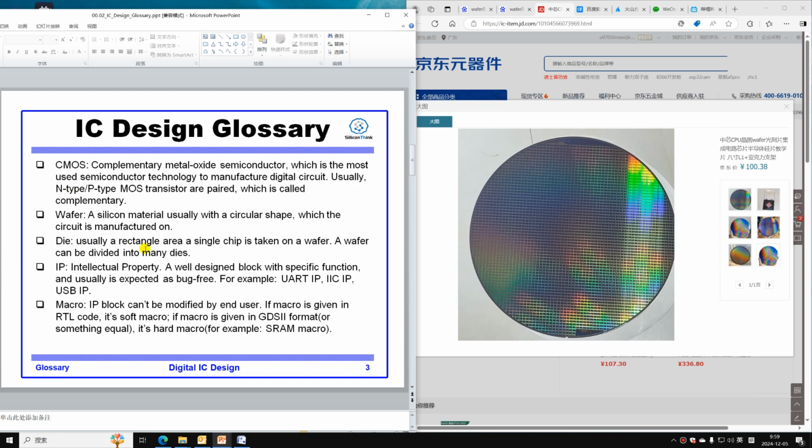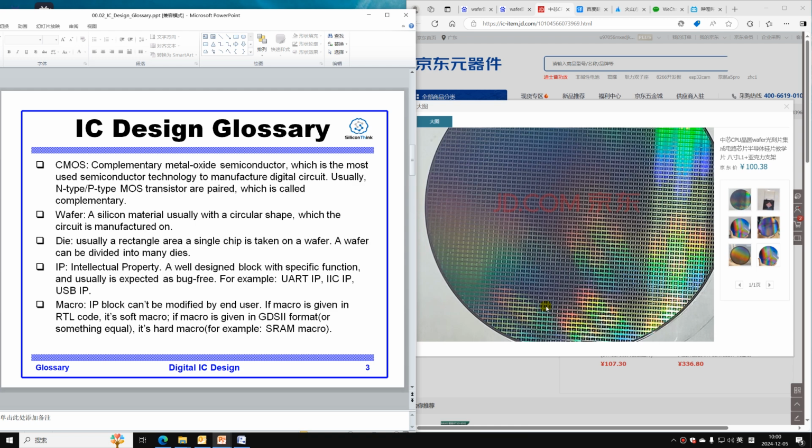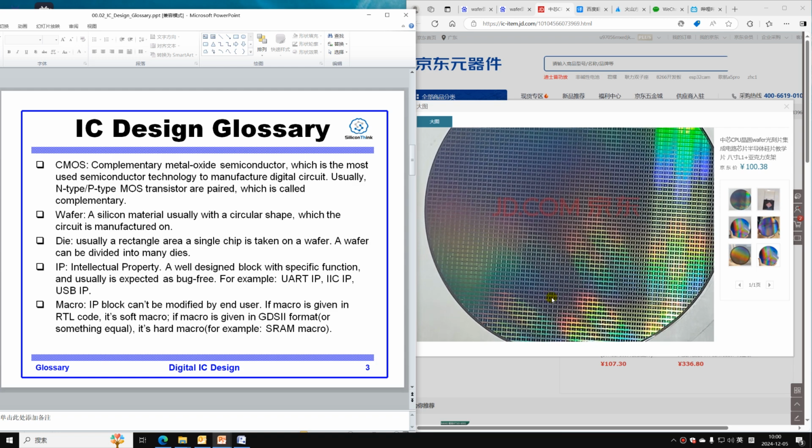And die. A die is a rectangular area on the wafer. It's usually the area for a single chip. So you can see these small rectangular areas. These small rectangular areas are the dies, and usually a single chip is placed in this area. This is a chip on the other one.